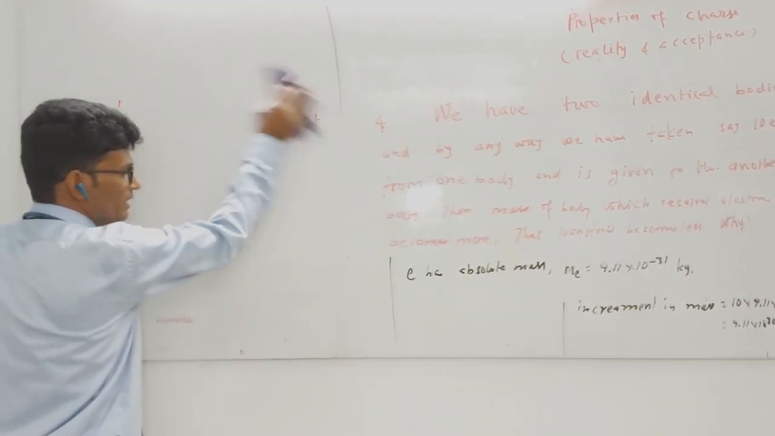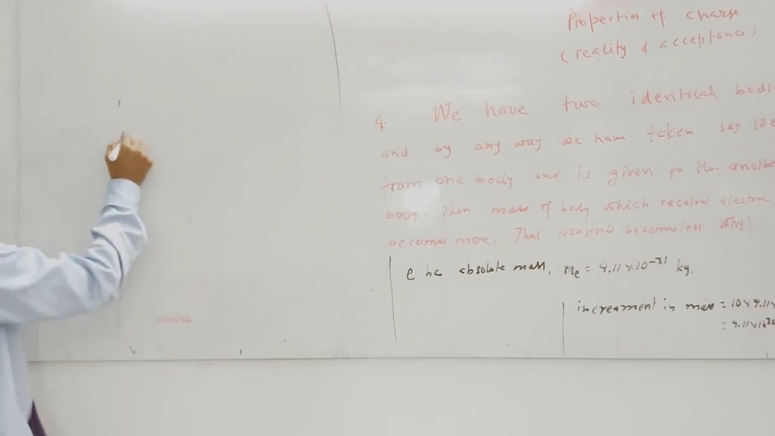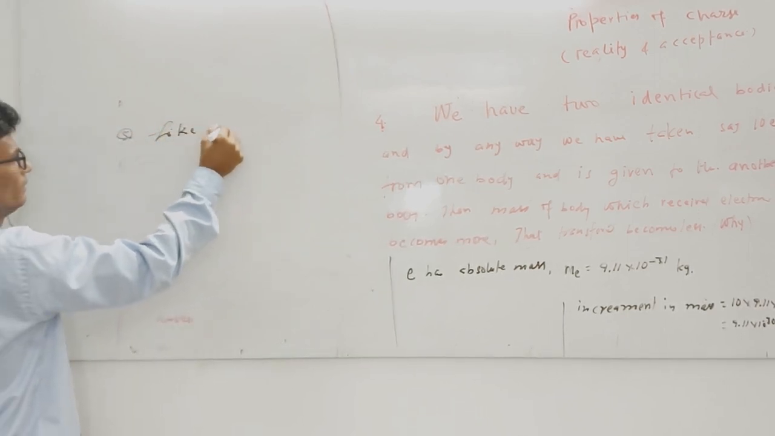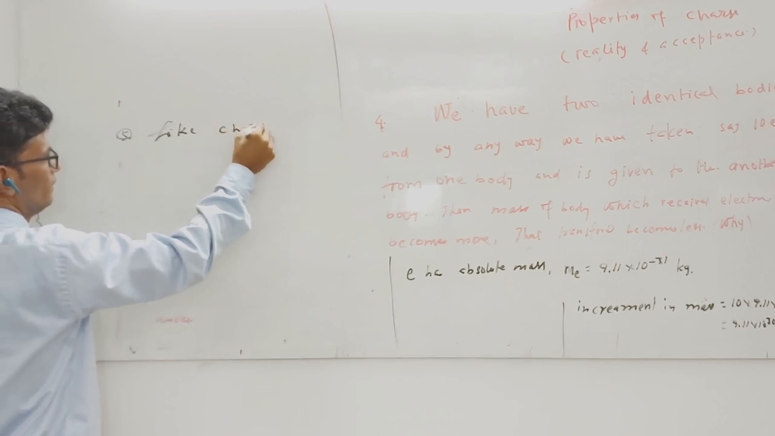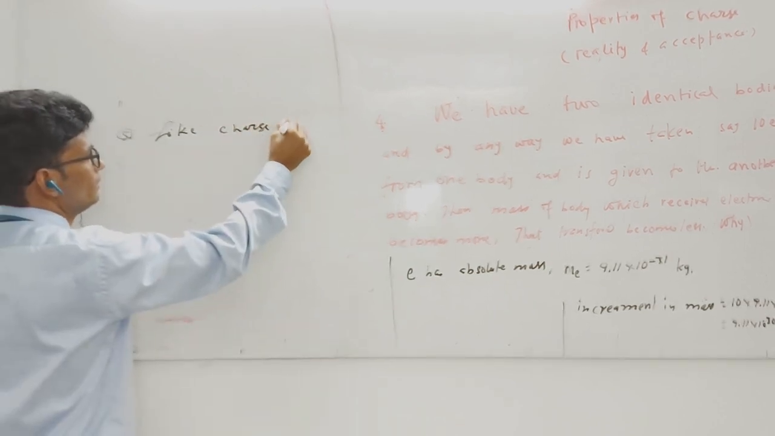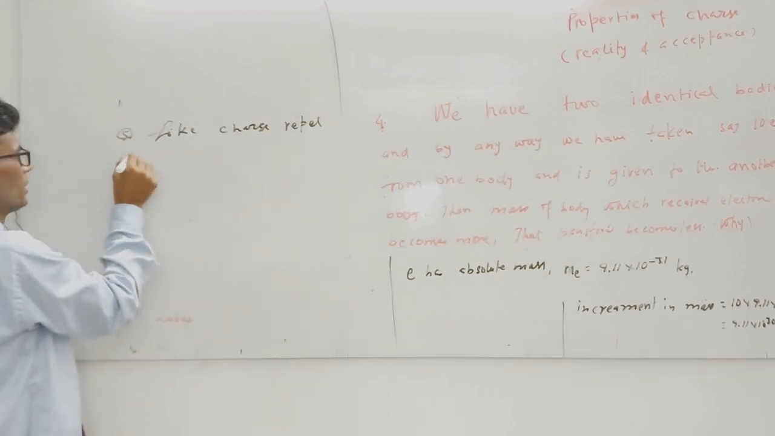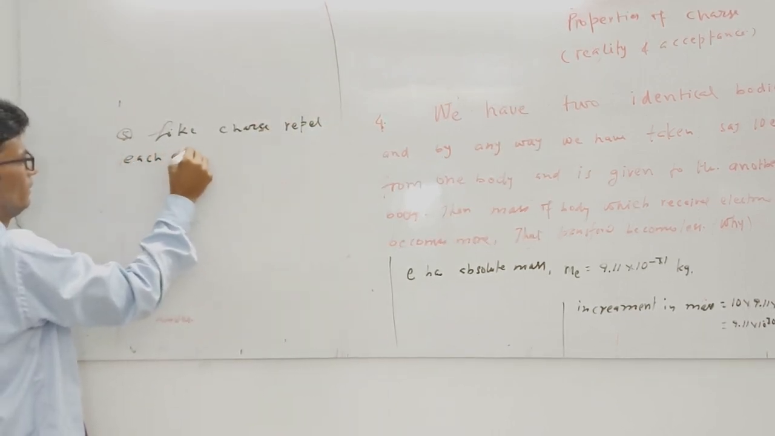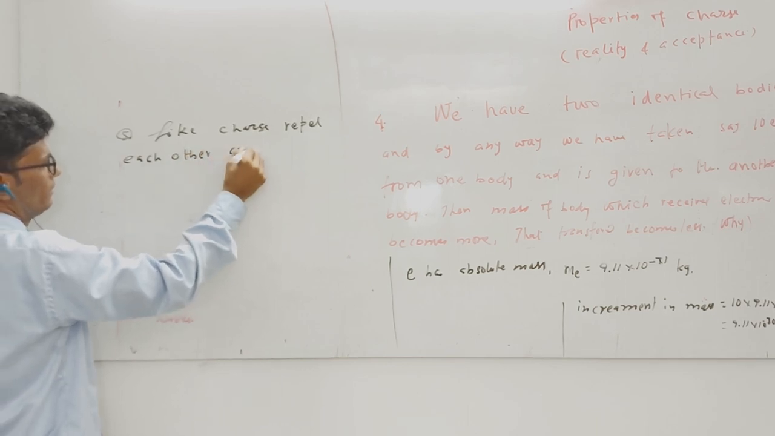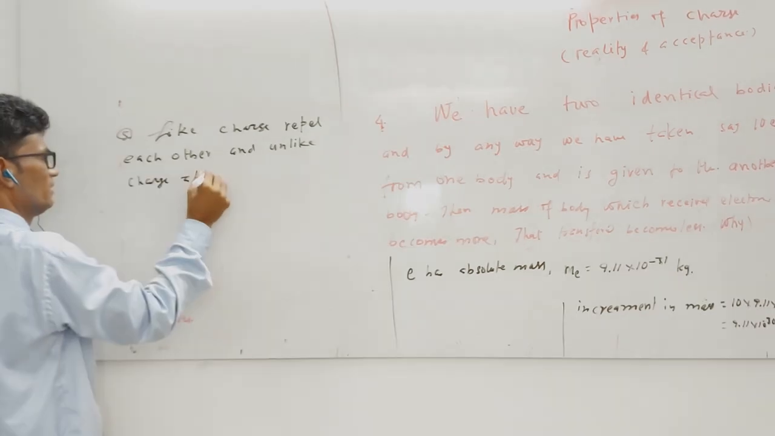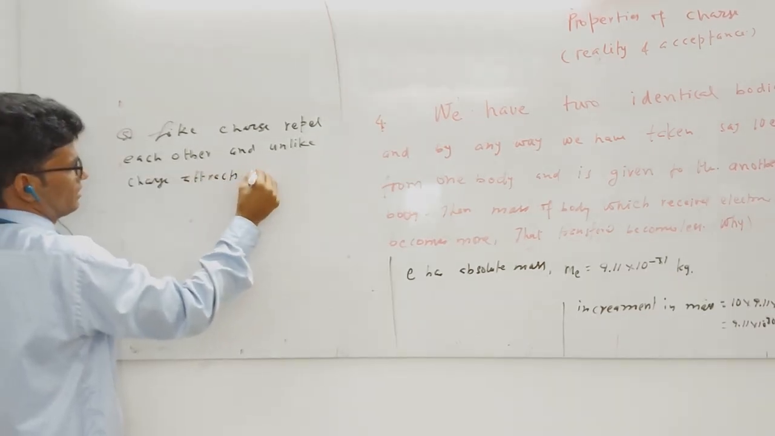Now the next property is that like charges repel each other and unlike charges attract each other.